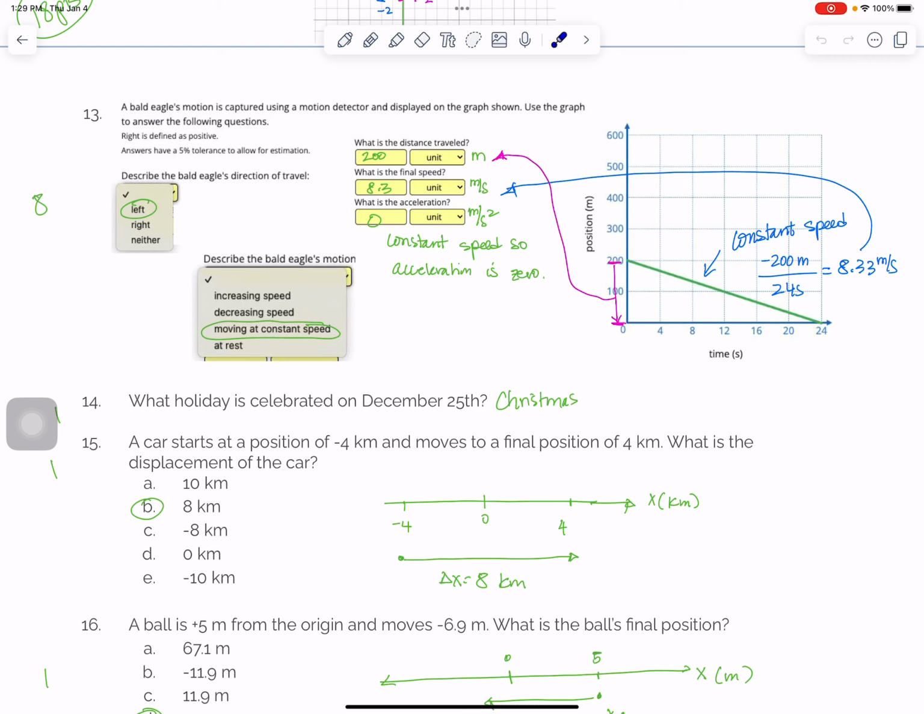The bald eagle is moving to the left. My displacement is negative and moving at constant speed.